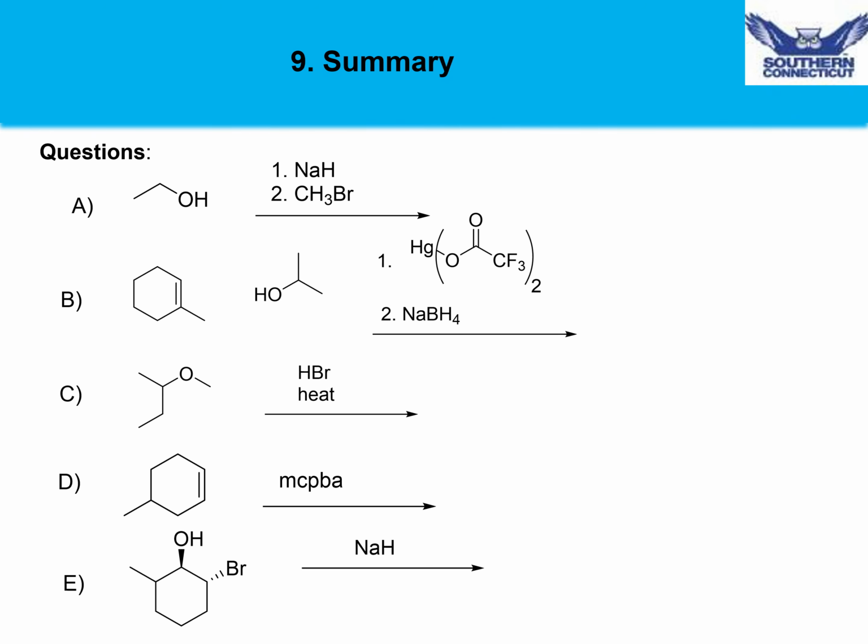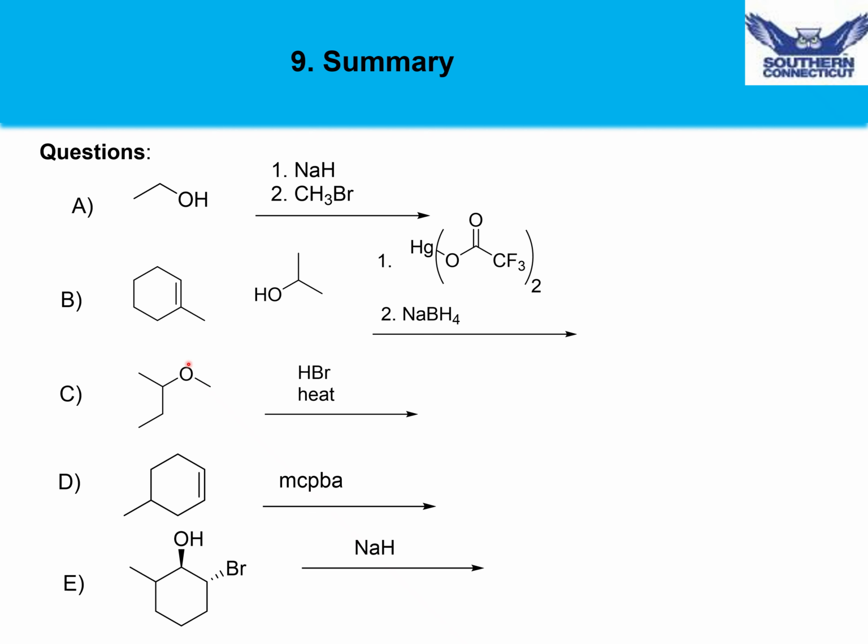We'll now review many of the reactions we covered in this chapter. We'll start with this reaction on top, where we have an alcohol. We are going to add base to it, and then methyl bromide. In the second reaction, we have an alkene. We're going to add an alcohol, and then a mercury trifluoroacetate, followed by sodium borohydride.